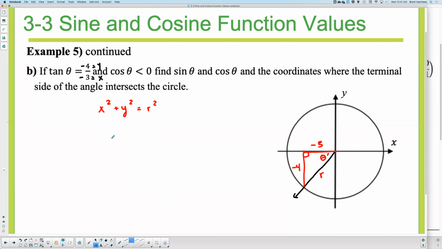If you don't know that, it's okay. Just plug in your numbers. It'll be negative 3 squared plus negative 4 squared equals r squared. 3 squared is 9. Negative 4 squared is 16. So r equals the square root of 25, and r is always positive. What is the square root of 25? 5. And that's how you get your answers from there.